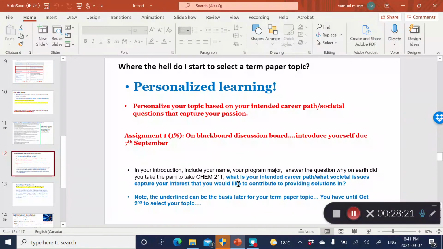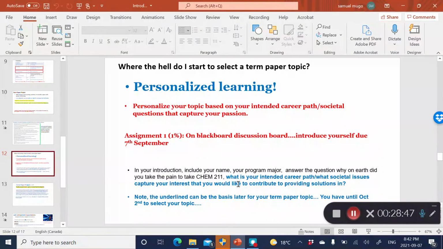And so as I've said, you can choose the term paper from the list that is selected here, or you can think about just a societal problem that you really, really care about. And then you think about a wearable chemical device that can be used to measure possibly a chemical species that connects with a societal problem that you'd like to solve.